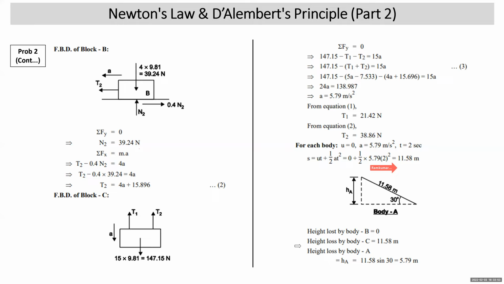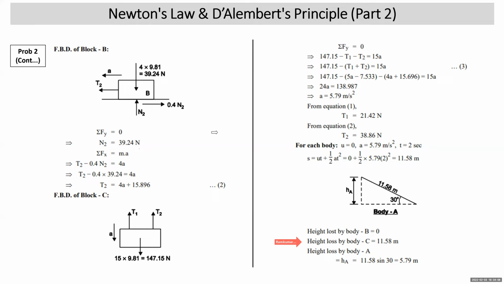All right, this is your block C. Then block B is on a horizontal plane. Block B is on a horizontal plane, so even when it is moving to the left by 11.58 meter, it will not lose any height.